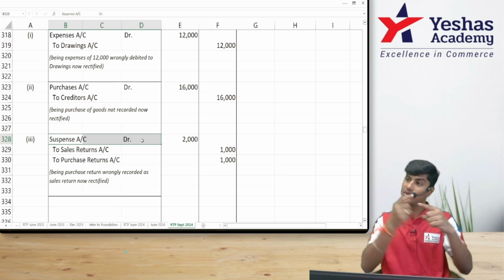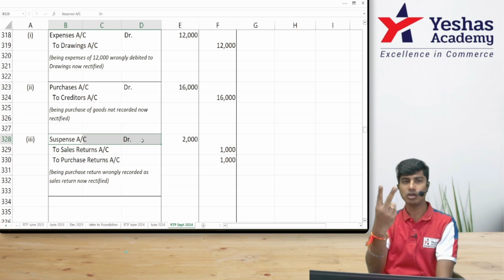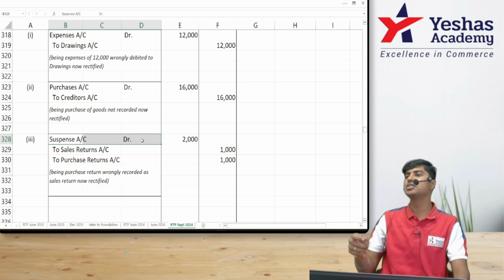I should have debited them. I have not debited, so I'll debit once again. I would have debited that concerned party with double the amount. But they're telling it is correctly written in the party account. The problem is only in the purchase return, sales return book.